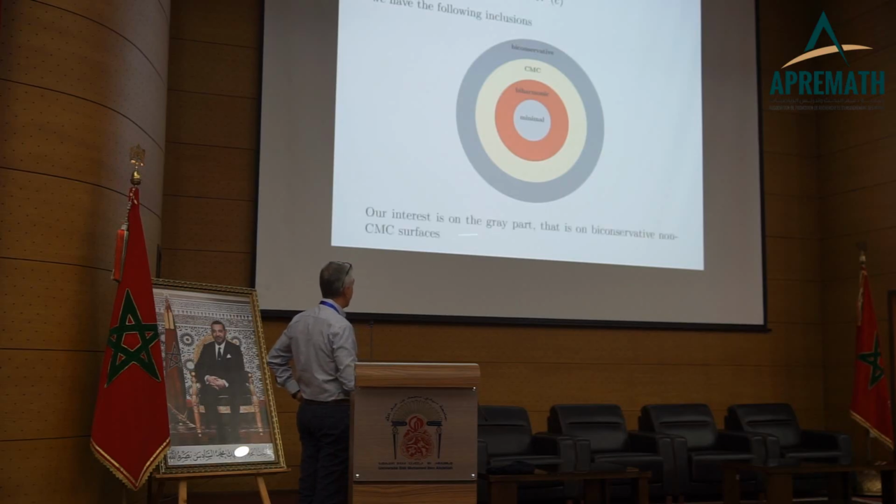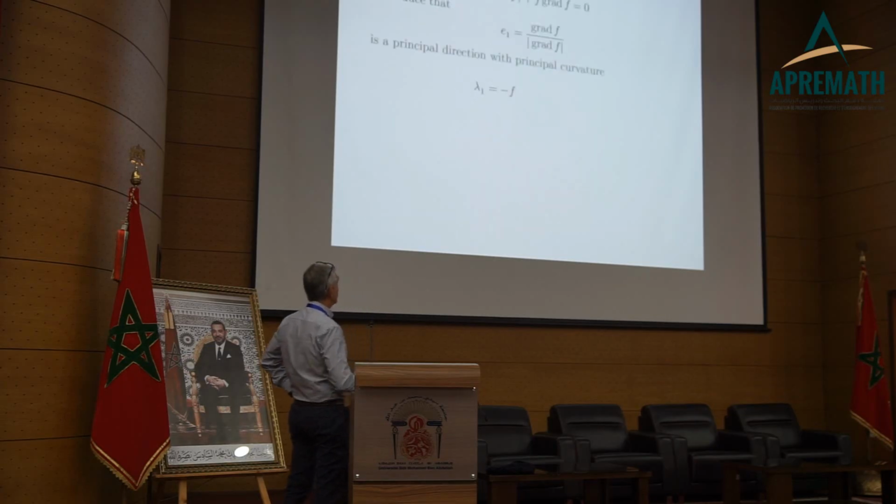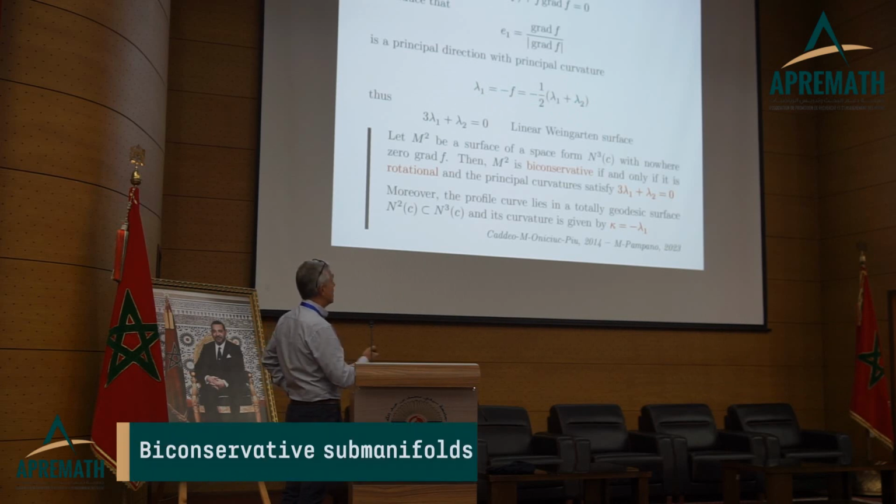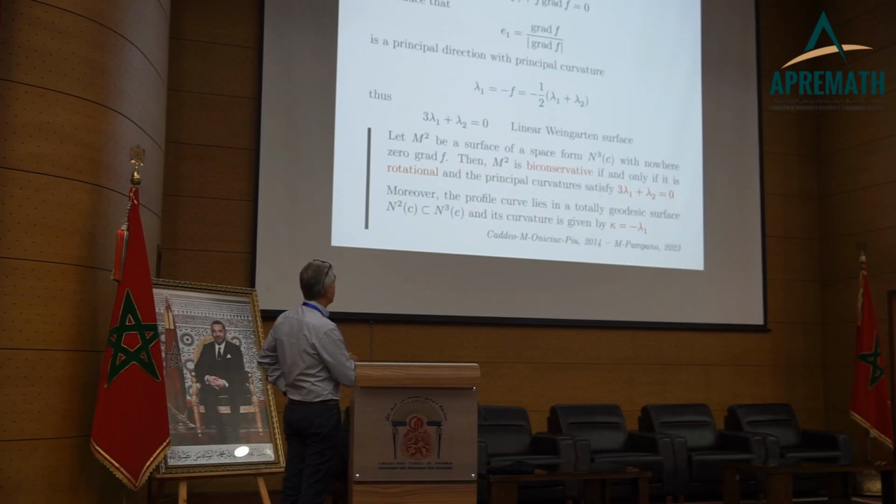And of course, our interest is in this gray part. We would like to understand what the Biconservative surfaces in a 3-dimensional space form, which are not CMC, look like. And here it works like this. This is the condition. Then you realize that this E1 is just a principal direction, an eigenvector, and the corresponding principal curvature is lambda 1 equal to minus f. You just put this on the other side, you divide, and then you use that minus f is the mean curvature, and you do your algebra, and you realize that this condition is satisfied. If you want, your Biconservative surface, which is not CMC, is a linear Weingarten surface, where the linear condition between the principal curvatures is this one.